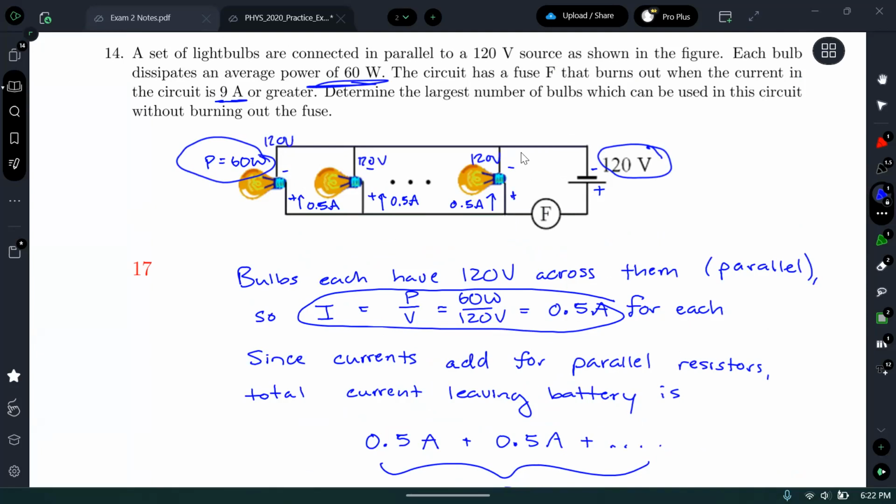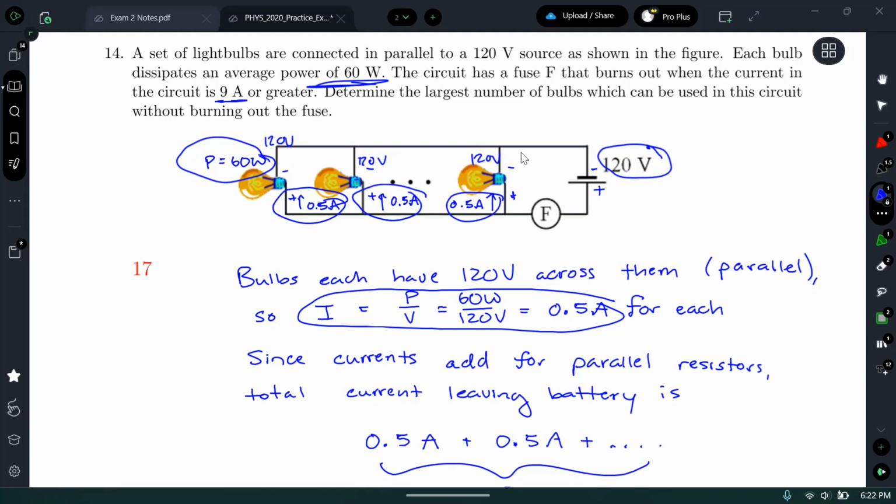So from that, I can find how much current is going through each individual bulb. I would see, okay, there's 60 watts for this bulb divided by 120 volts. That's where this half amp comes from. There's also 60 watts across the second bulb and 120 volts, so that's a half amp, and so on and so forth for however many bulbs there are.